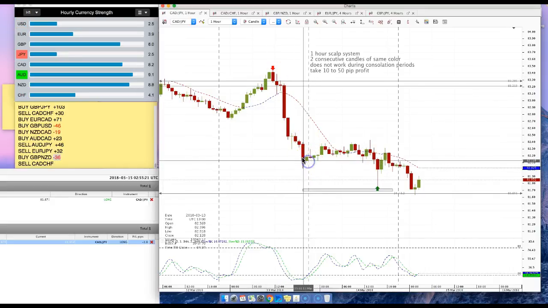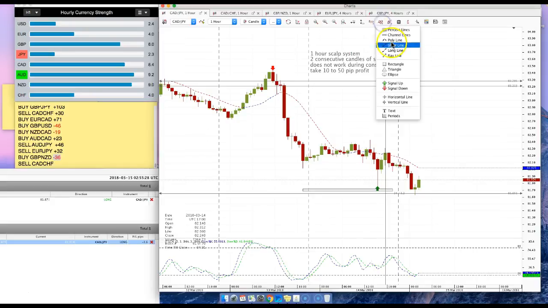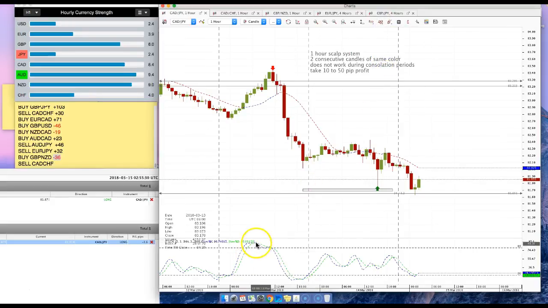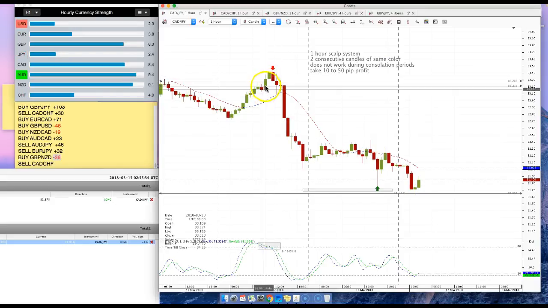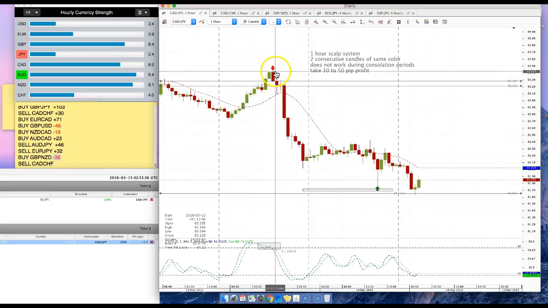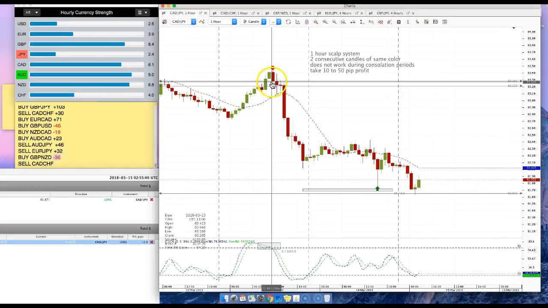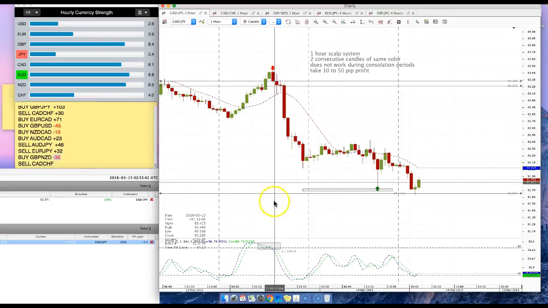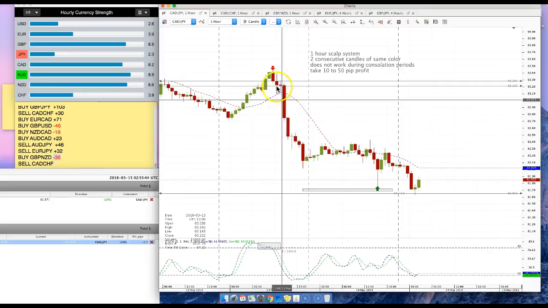We had an inside bar. We have 1, 2, 3 red candles. Oh, and the other thing I forgot to mention is that it really helps if stochastics is overbought and oversold. So here, when we had 2 green candles followed by a red candle, and the next candle closed 8 pips below the close of the red candle, stochastics was overbought. That was a good trade.